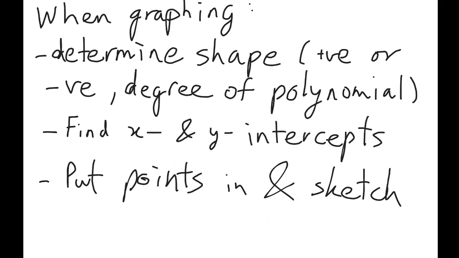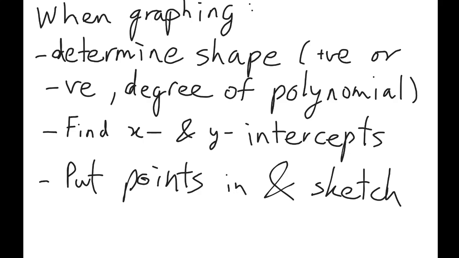So, when we're graphing, just as a reminder, we need to determine the shape. We need to determine whether or not it's positive or negative. And we also need to determine the degree of the polynomial. Should all be basic stuff. Degree of polynomial, we can have, in this case, a cubic, a quadratic, and sometimes even a quartic or a linear graph. And remember, it's all determined by the degree of a polynomial, aka the highest power. And don't forget to check if it's positive or negative.